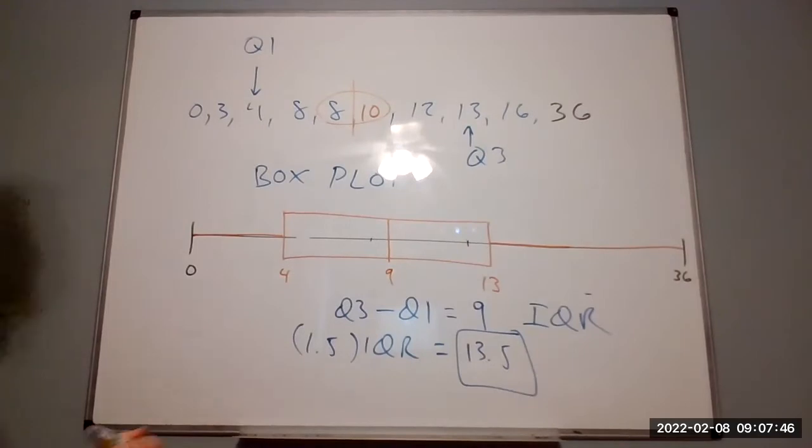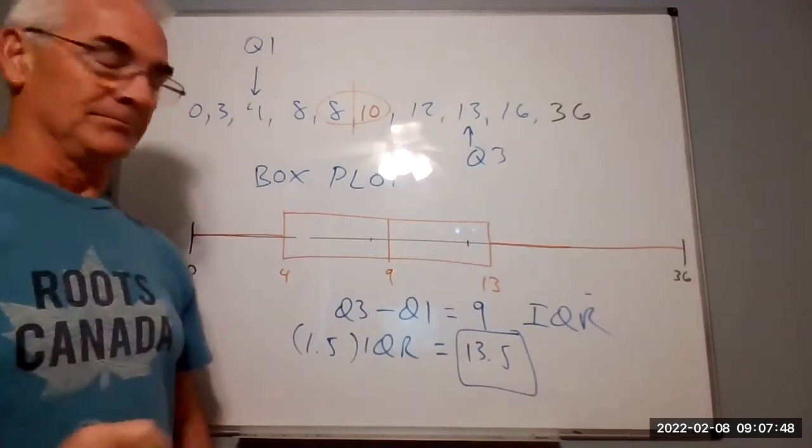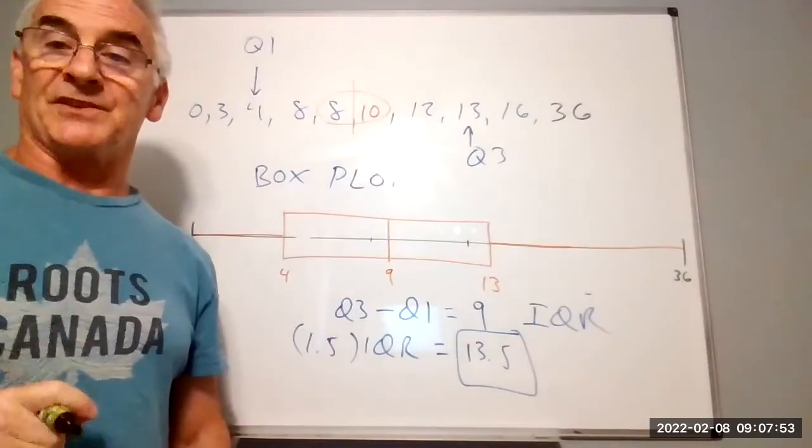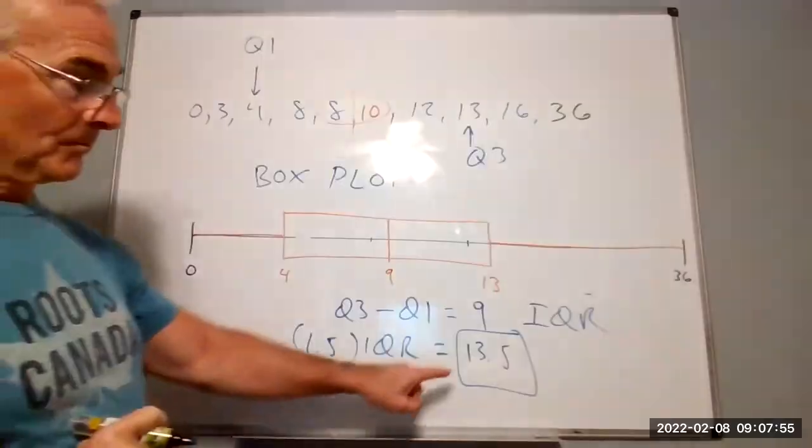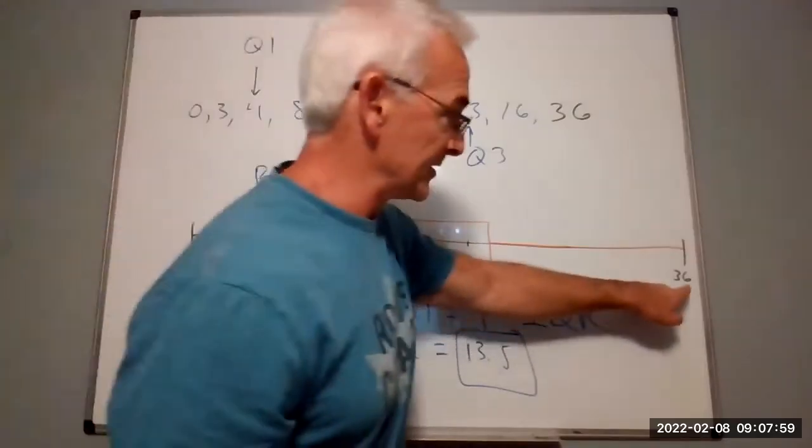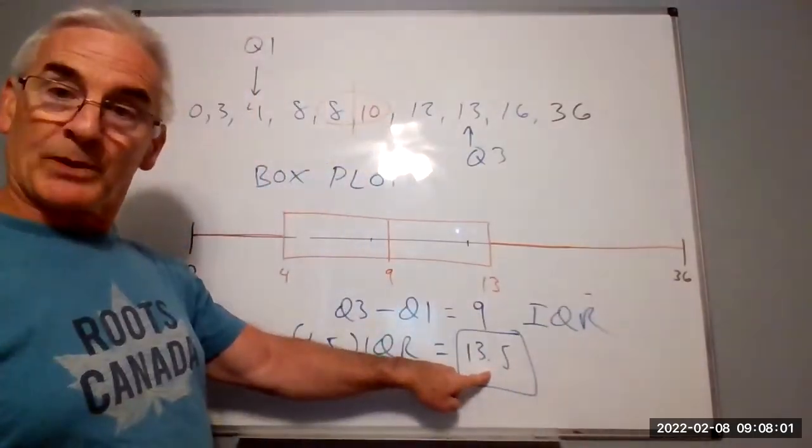Okay. Do I have an outlier now? Yes, you do. Maybe 36. Why is 36 an outlier? It's a huge gap. Yep, because between 13 and 36 is more than 13.5. And we said that's the line in the sand.